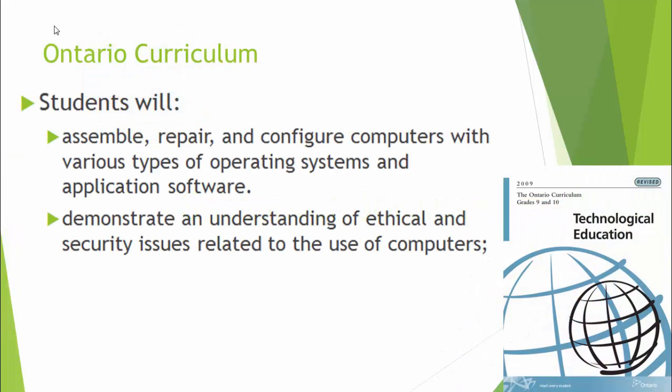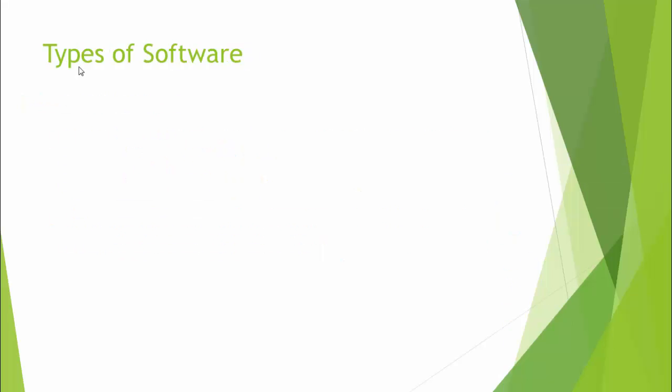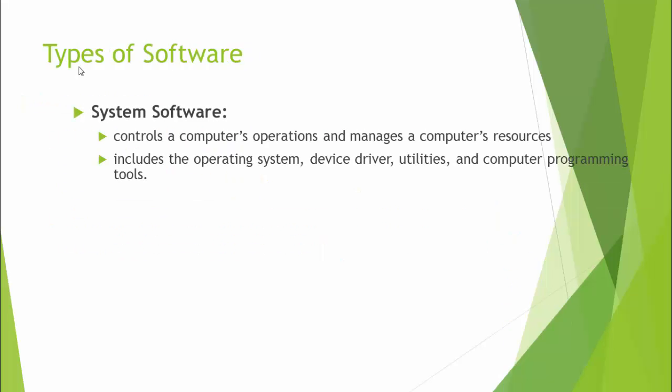Ontario would like for students to be able to assemble, repair, and configure computers with various types of operating systems and application software, and also to be able to demonstrate an understanding of ethical and security issues related to the use of computers. And that's what we'll spend our time on today. So let's start by talking about the types of software.